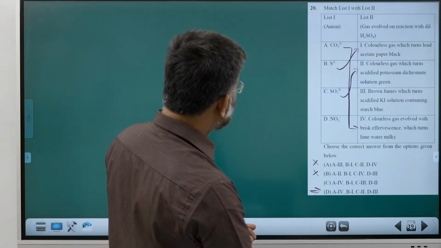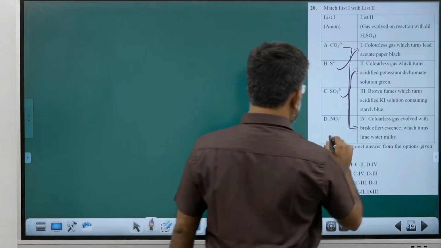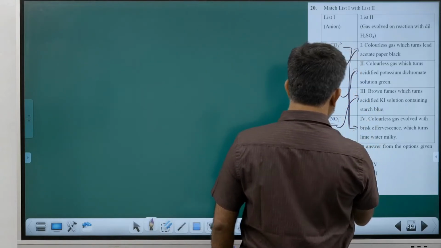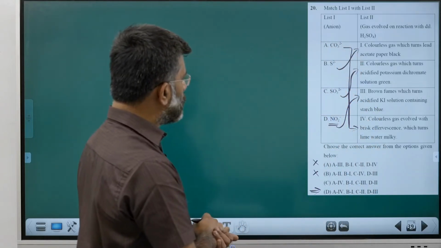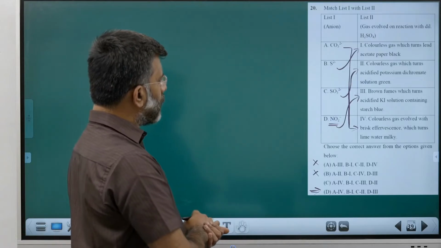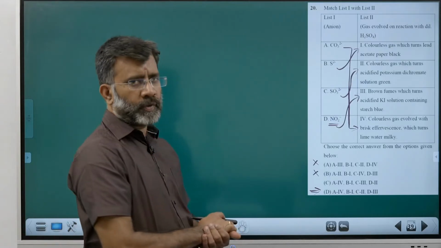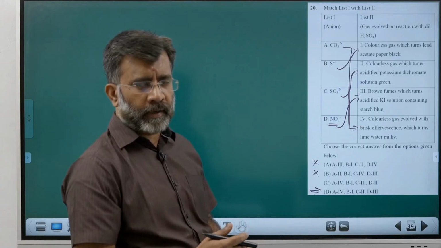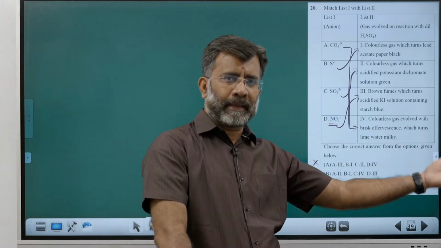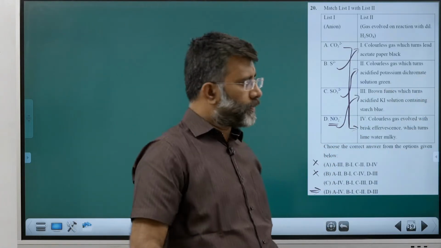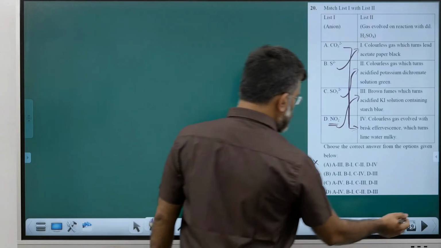What is D3? Brown fumes. Yes, this is NO2 gas, brown fumes, which turns acidified KI solution containing starch blue. NO2 reacts with KI, liberating I2. Yes. Next.